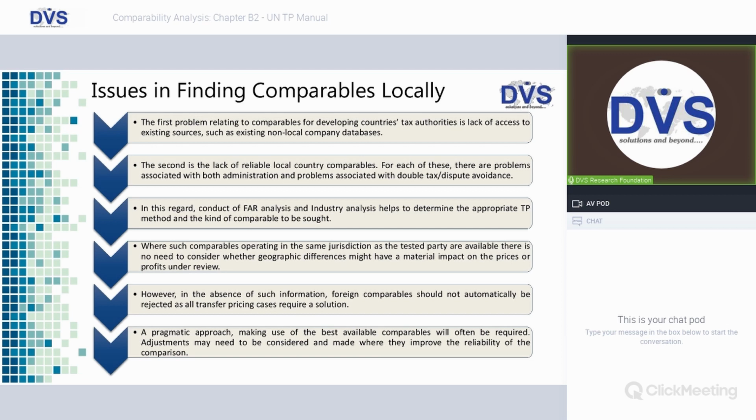However, in the absence of such information, foreign comparables should not be automatically rejected, as all transfer pricing cases require a solution. Foreign comparables generally are not accepted, friends, at the time of assessment. But if we are not in a position to find the comparables locally after trying all our means, for a transaction, say our company is having a transaction with a US subsidiary, and you get some foreign comparables through any means, yes, this would be acceptable if no other options are available.